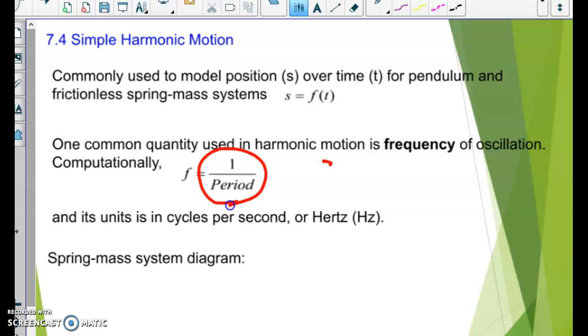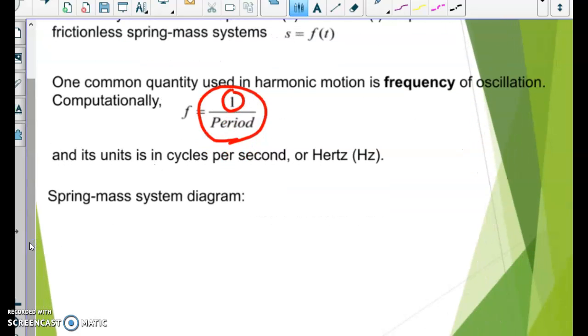Remember, we had 2 pi over b. So on this harmonic motion, your frequency is going to be b over 2 pi. And in this case, they're saying it's 1. But whatever your period is, you're going to take the reciprocal of it, and that's going to be your frequency. And the units of frequency are cycles per second.